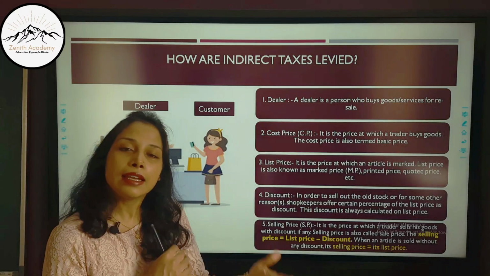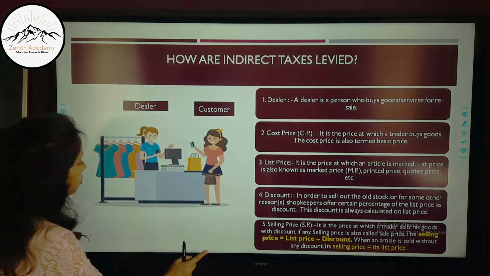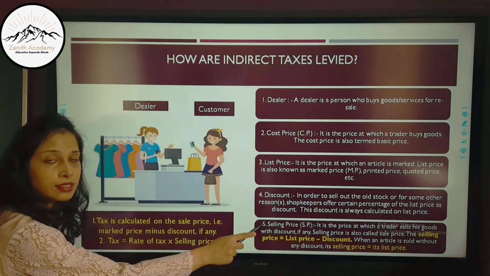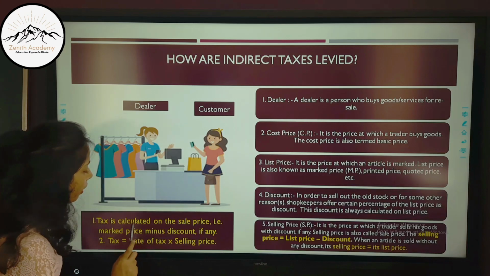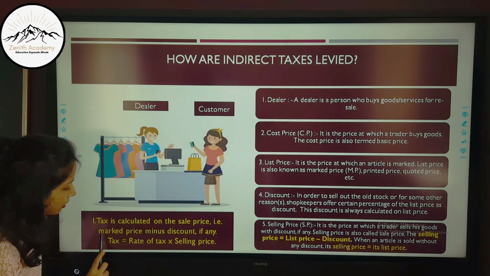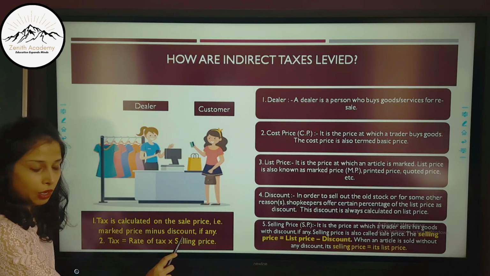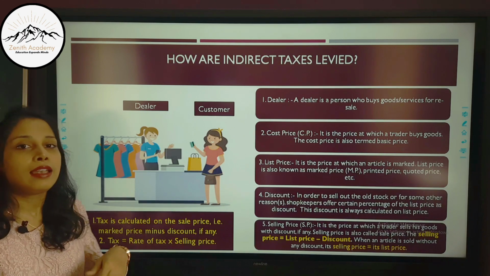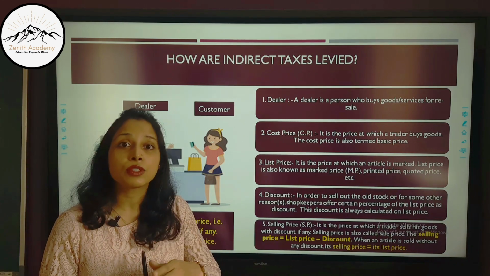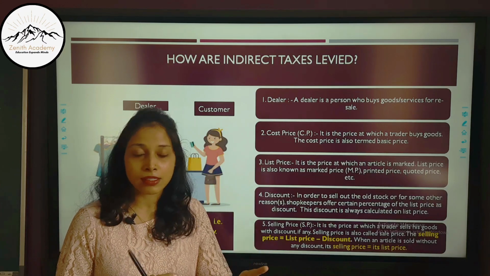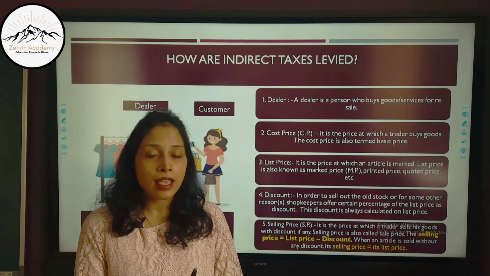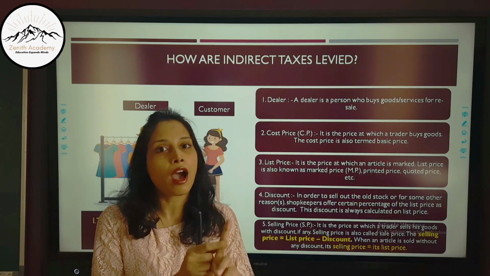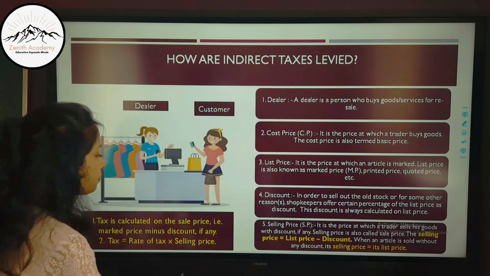Now, how is this indirect tax levied? Tax is calculated on the sale price, that is the price after discount, which is the marked price minus discount, if any. Tax is equal to rate of tax into selling price. Like there is a rate of discount, there is a rate of tax which is calculated on the selling price. Discount is calculated on the list price and tax is calculated on the selling price, which is the list price after discount. Okay, let's proceed.